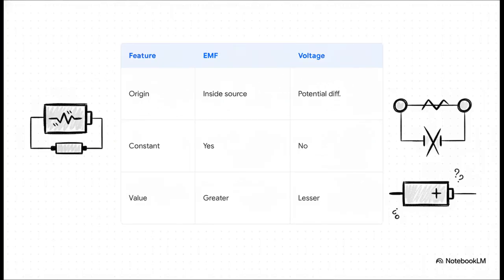Now, what's really interesting about this slide is that comparing them side by side reveals some major differences. EMF is produced inside the electric source, it's constant, and it represents the absolute maximum possible voltage. Standard voltage, on the other hand, is the potential difference between any 2 points in the circuit. It fluctuates. And importantly, the terminal voltage of a battery is literally always slightly less than its ideal EMF. So why is it lesser?